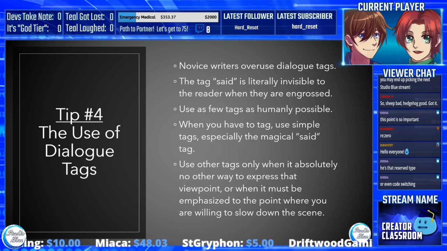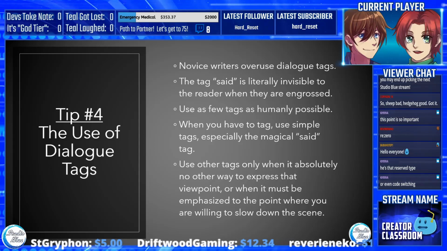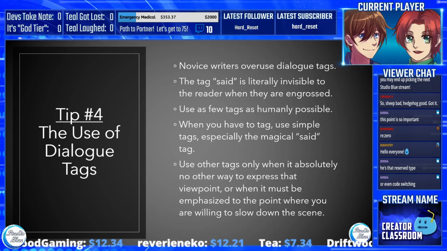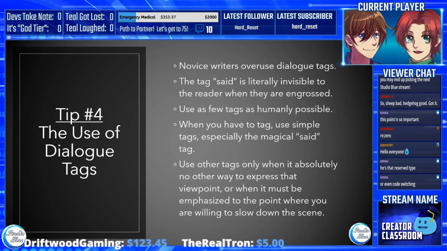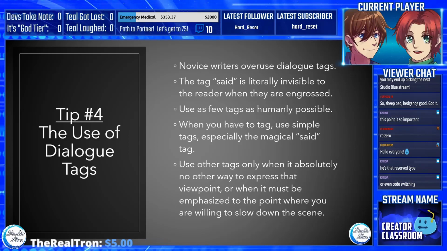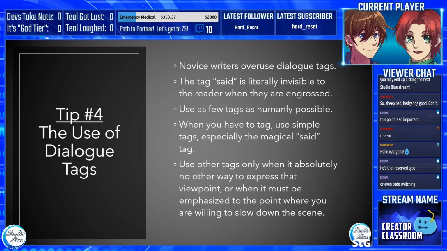Think of it like hitting a speed bump. Every time you use a tag, you hit a small speed bump. Every time you hit a tag other than the word said, you hit a larger speed bump. You can use those speed bumps strategically in order to get your reader to slow down enough to realize the magnitude of what just happened. But if you overuse those speed bumps, you're just going to have busted up axles. And nobody wins. Moving on to sample 4.